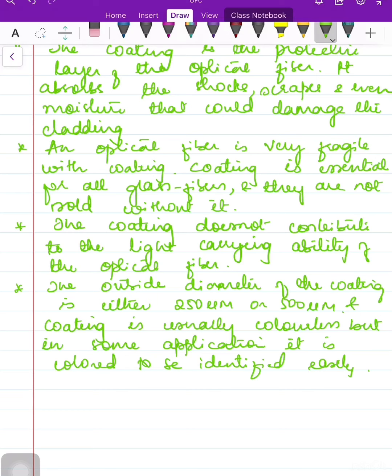One common type of coating is acrylate. This coating is typically applied in 2 layers. The primary coating is applied directly on the cladding. This coating is soft and provides cushioning for the optical fiber when it is bent. The second coating is much harder than the primary coating and provides a hard outer surface.